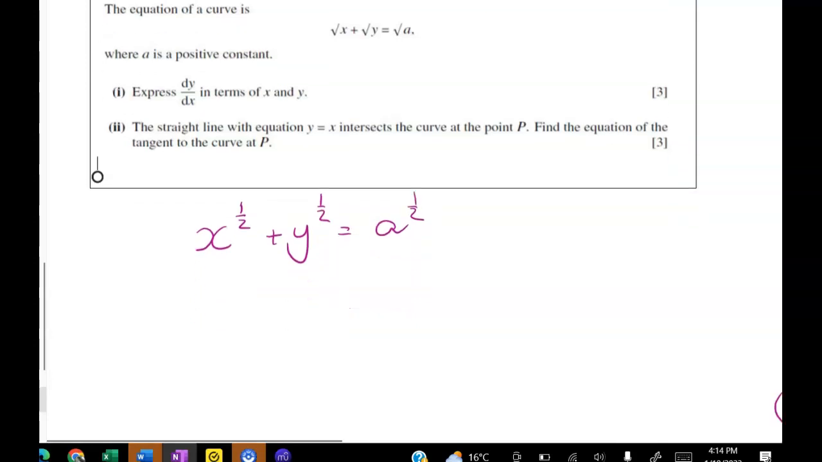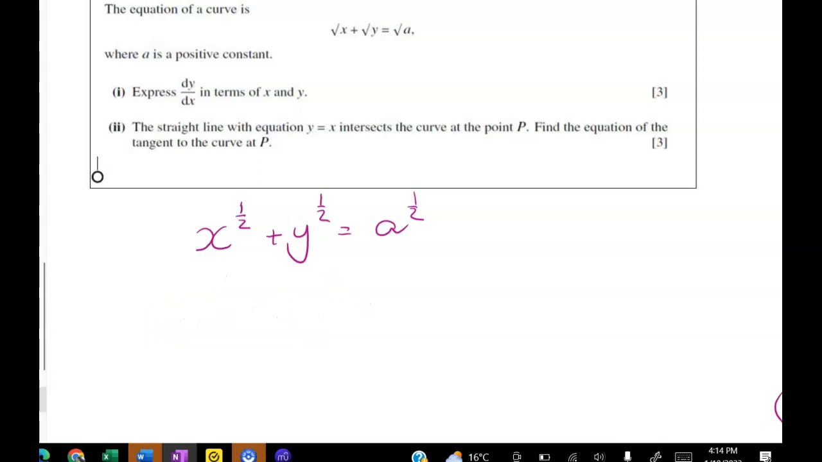We have to get dy by dx in terms of x and y. So this is going to use implicit differentiation. Sorry, let's just start again.